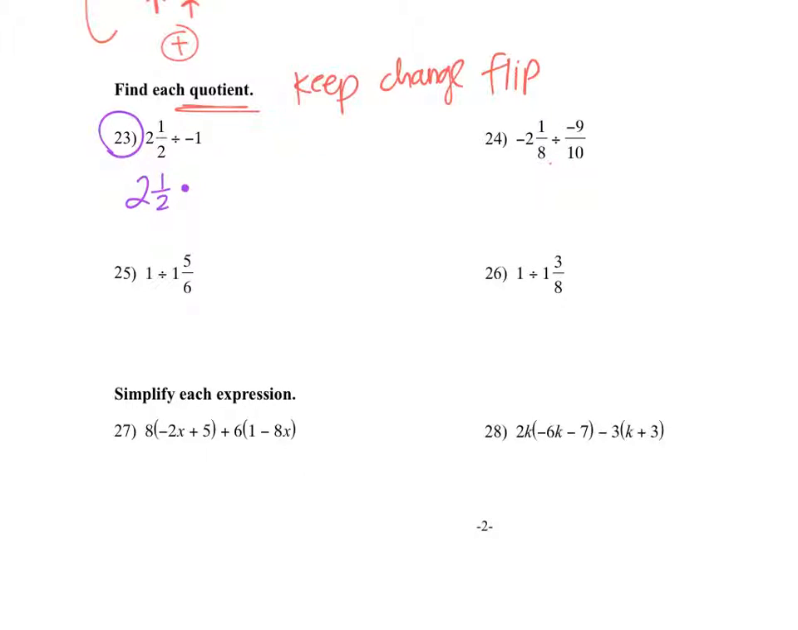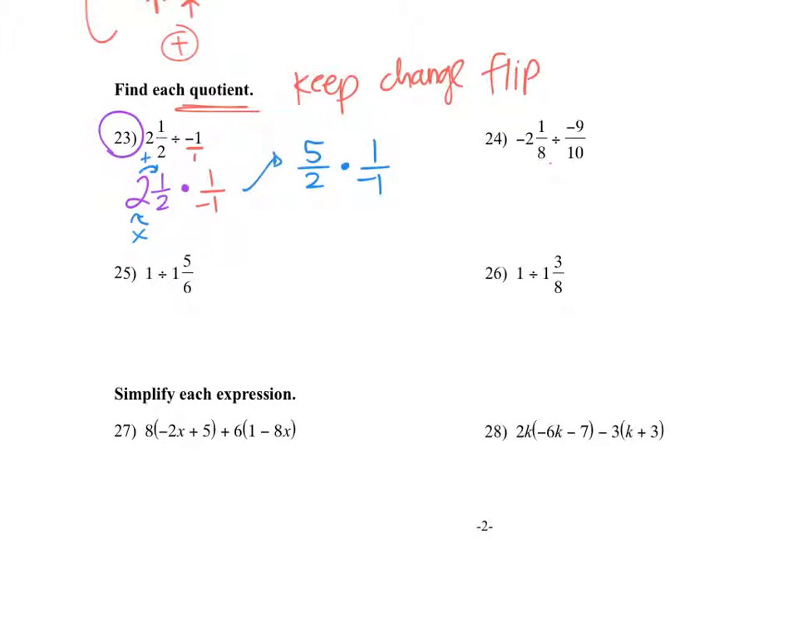fraction. So we know that -1 is actually over 1 right now, and I'm going to flip it. So flipping it would be 1 over -1. Now, in order to solve this problem, I'm going to walk around the clock. So I'm going to change that mixed number into an improper fraction. So 2 times 2 is 4, and 4 plus 1 is 5. So I really have 5 over 2 times 1 over -1.